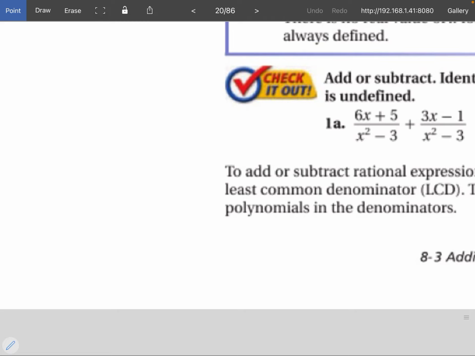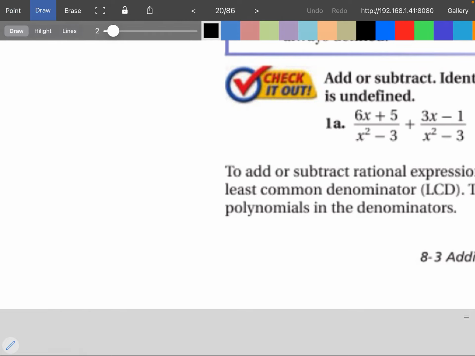So let me recopy this example here. So we've got 6x plus 5 over x squared minus 3 plus 3x minus 1 over x squared minus 3. Now, do you guys see that we already have a common denominator? So if we already have a common denominator, we can just go ahead and add the numerators.